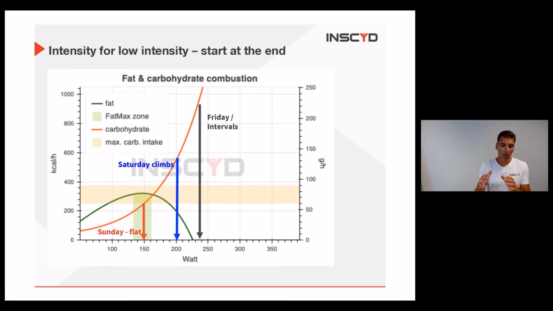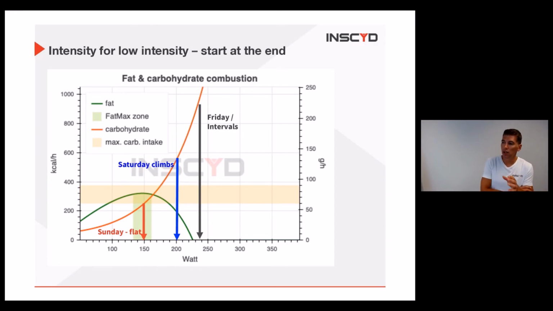So for a scenario like this, you would choose a training intensity which is maybe slightly lower, and look at the graphs at 10, 20 watts lower, 140, 130 watts. You can see the fat combustion almost doesn't change. So you still get almost the maximum benefit when it comes to fat combustion, but at only 40 to 50 grams of carbohydrate combustion.